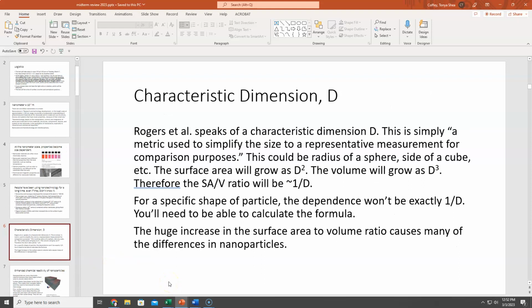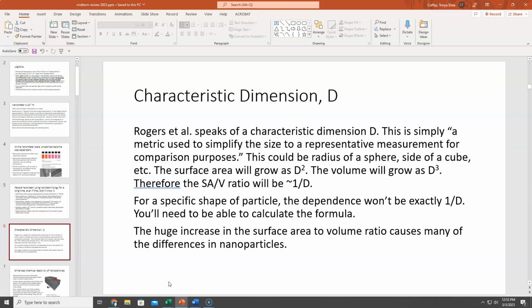So in the first couple of chapters of your nanoscience textbook, they talk a lot about the characteristic dimension, which is shown here as big D. And so this is just a metric that's used to simplify the size to a representative measurement for comparison purposes. So big D, even though it sounds like it should be a distance or a depth or something like that, can also be used for radii, the size of a cube, and things like that.